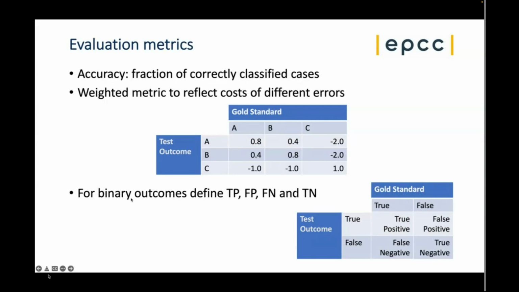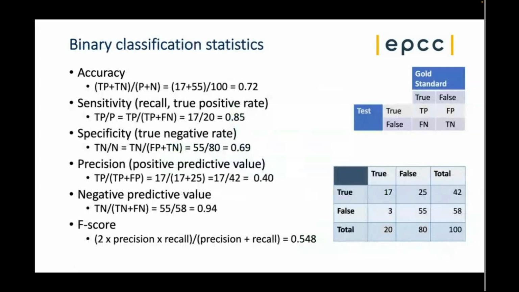The binary version of the confusion matrix is a 2x2 confusion matrix, where this number is sometimes called the true positive, the number of true positives. This is the number of false positives. This is the number of false negatives, and this is the number of true negatives. And then from those numbers you can calculate a variety of different things.